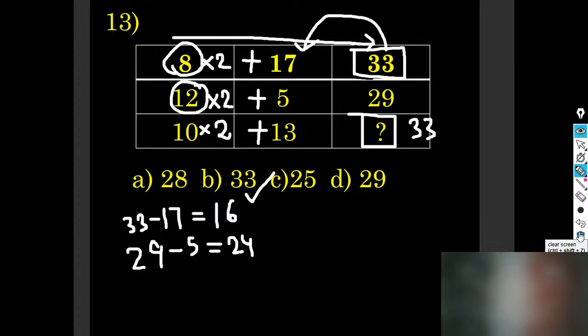Double the first column and add it to the second column, and that gives us the third one. 33 minus 13 is 20. Half of 20 is 10.